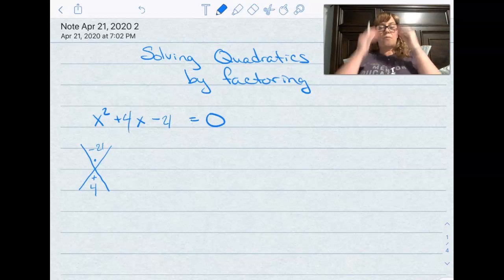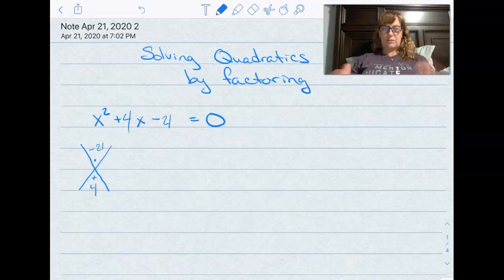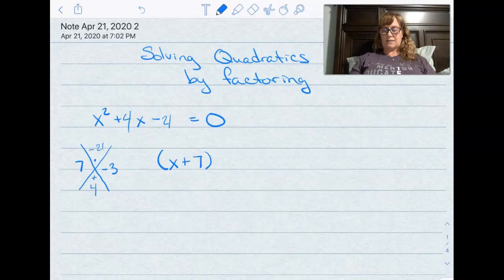So I hope by now you've looked at this and realized that the two numbers we're going to be looking for are a positive 7 and a negative 3. Therefore, we know that if we factor this polynomial, the factors are going to be x plus 7 and x minus 3.